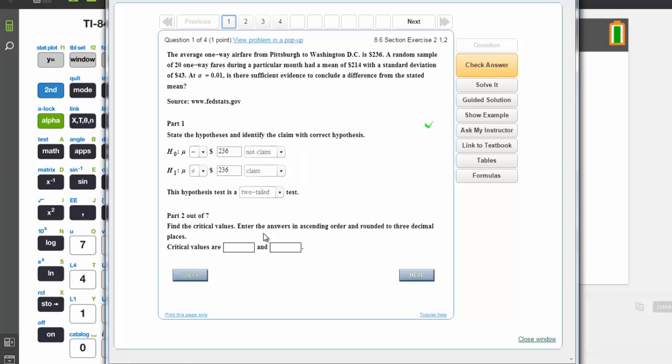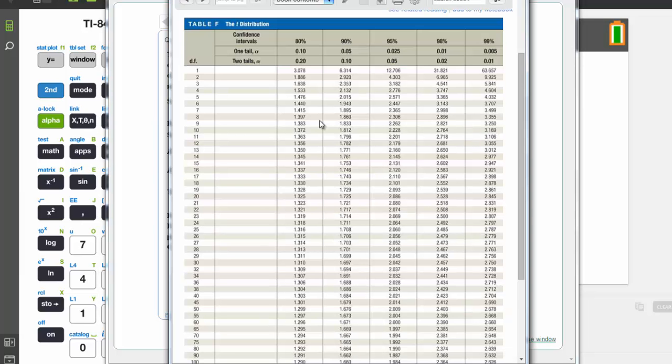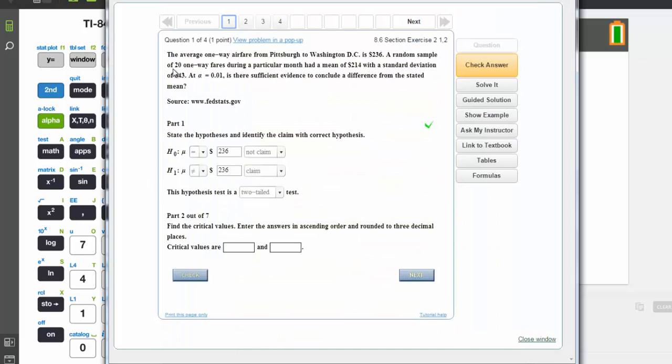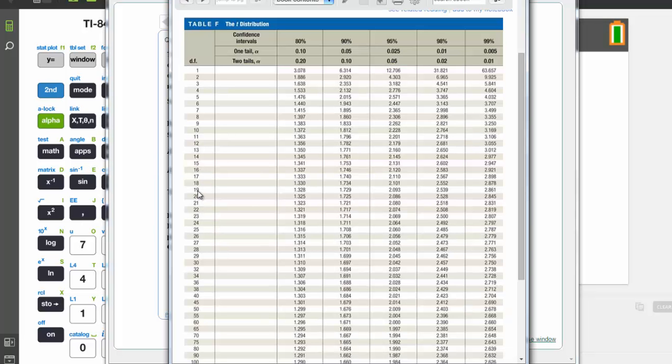Part 2 says find the critical values. Enter the answers in ascending order and rounded to 3 decimal places. We'll find the critical values by looking at Table F, the t-distribution table. What we will need to know is the degrees of freedom and the level of significance. Our sample size is 20 and alpha is 0.01. So we have 19 degrees of freedom, a two-tailed test where alpha is 0.01, which leads us then to critical values of minus 2.861 and positive 2.861.